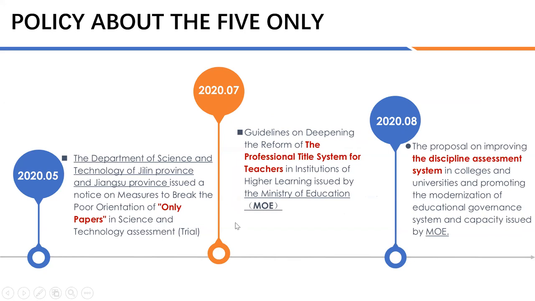And in July, the MOE gave the guideline on deepening the reform of the professional title system for teachers. And in August, the MOE gave opinions on the discipline assessment system in colleges and universities and promoting the modernization of the education governance system.